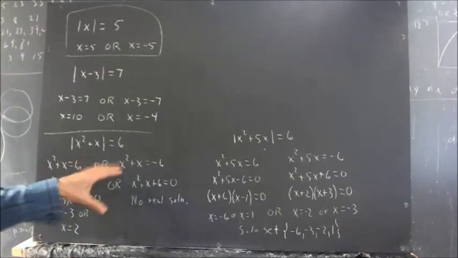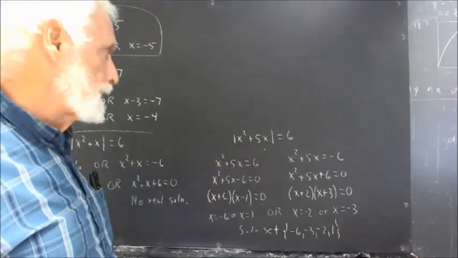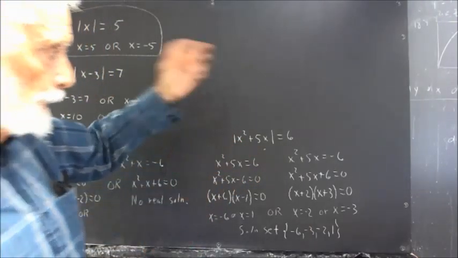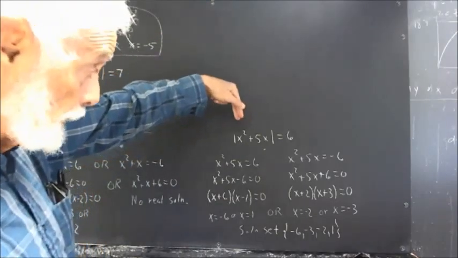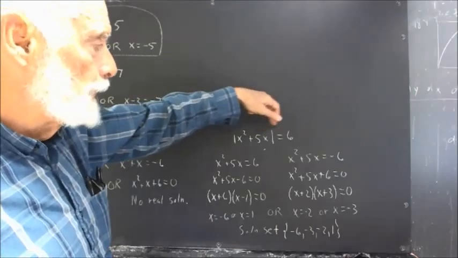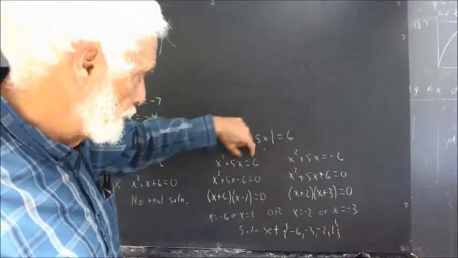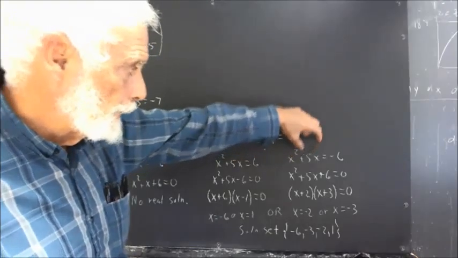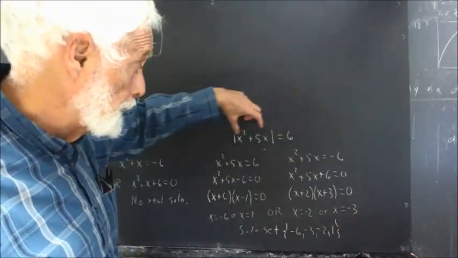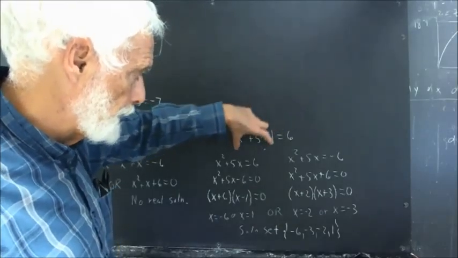Now, I went on a little about this. Let's just look at a specific example. And I actually thought we were going to have to use a quadratic formula for one of these because I wasn't thinking. Absolute value x squared plus 5x equals 6 breaks into x squared plus 5x equals 6, and x squared plus 5x equals negative 6. Either way, if x squared plus 5x is either 6 or negative 6, its absolute value is 6.